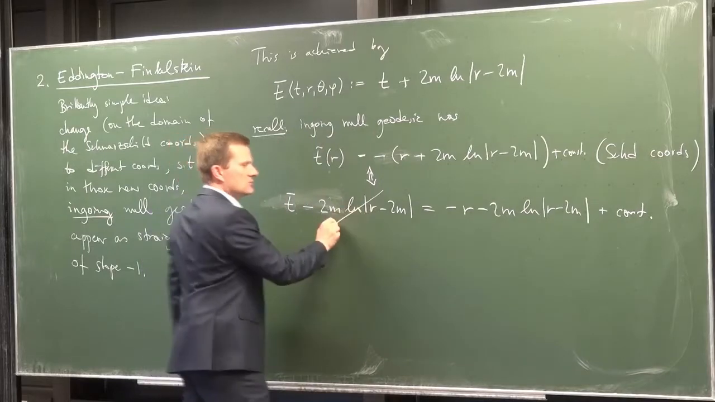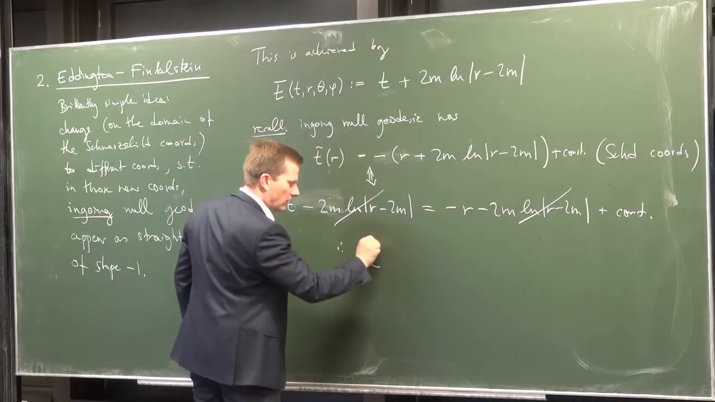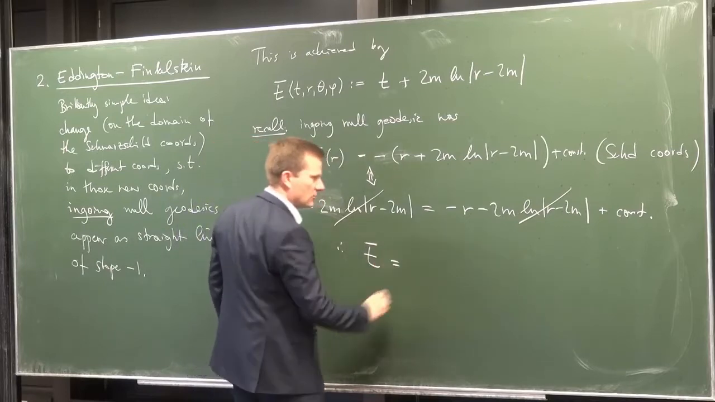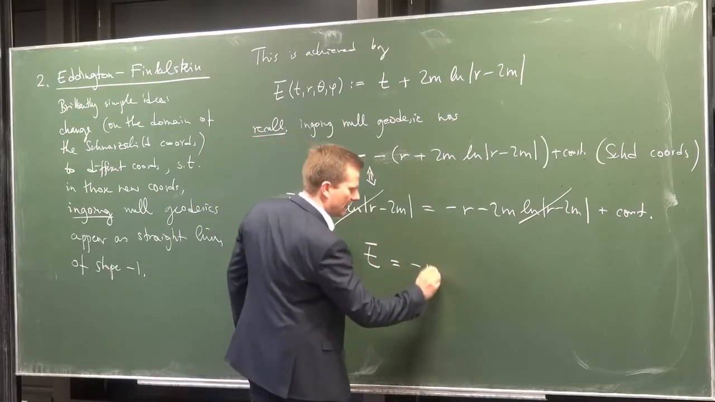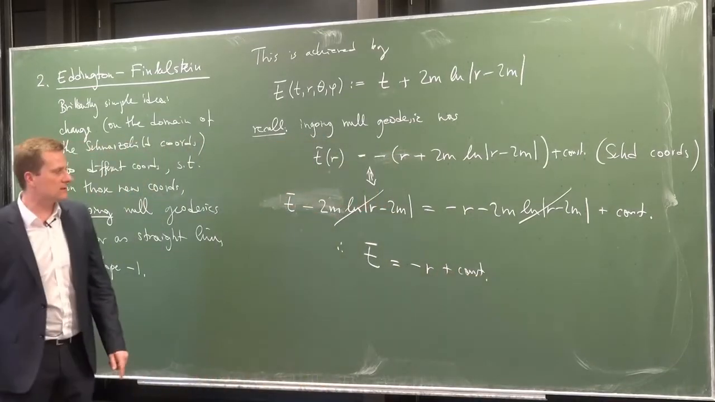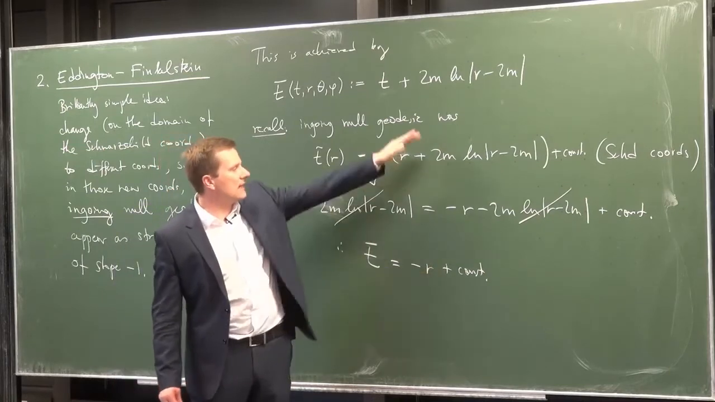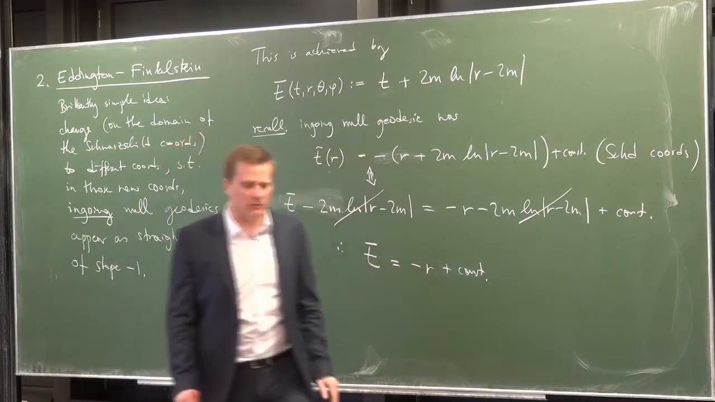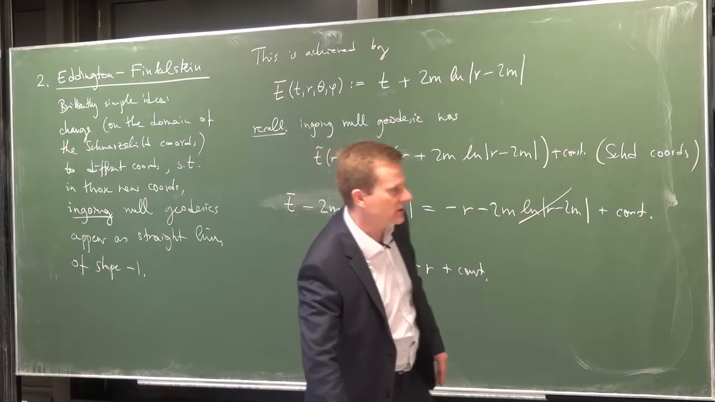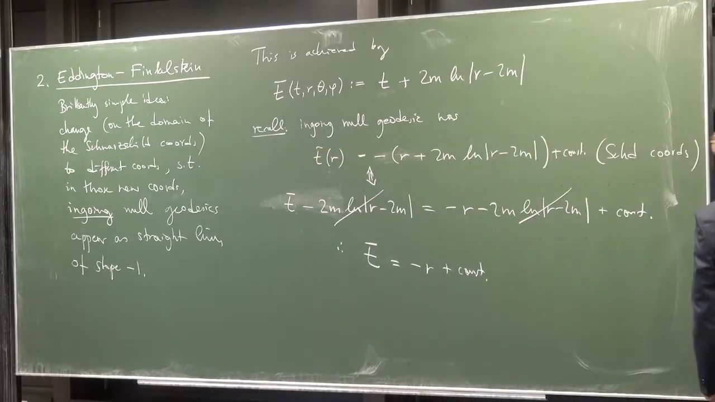And you see this one goes against this one. That means in the new coordinates, the equation is given by minus r plus constant, which is precisely what we wanted. We wanted a new t coordinate such that the null geodesic appears under this slope. So let's draw a picture.